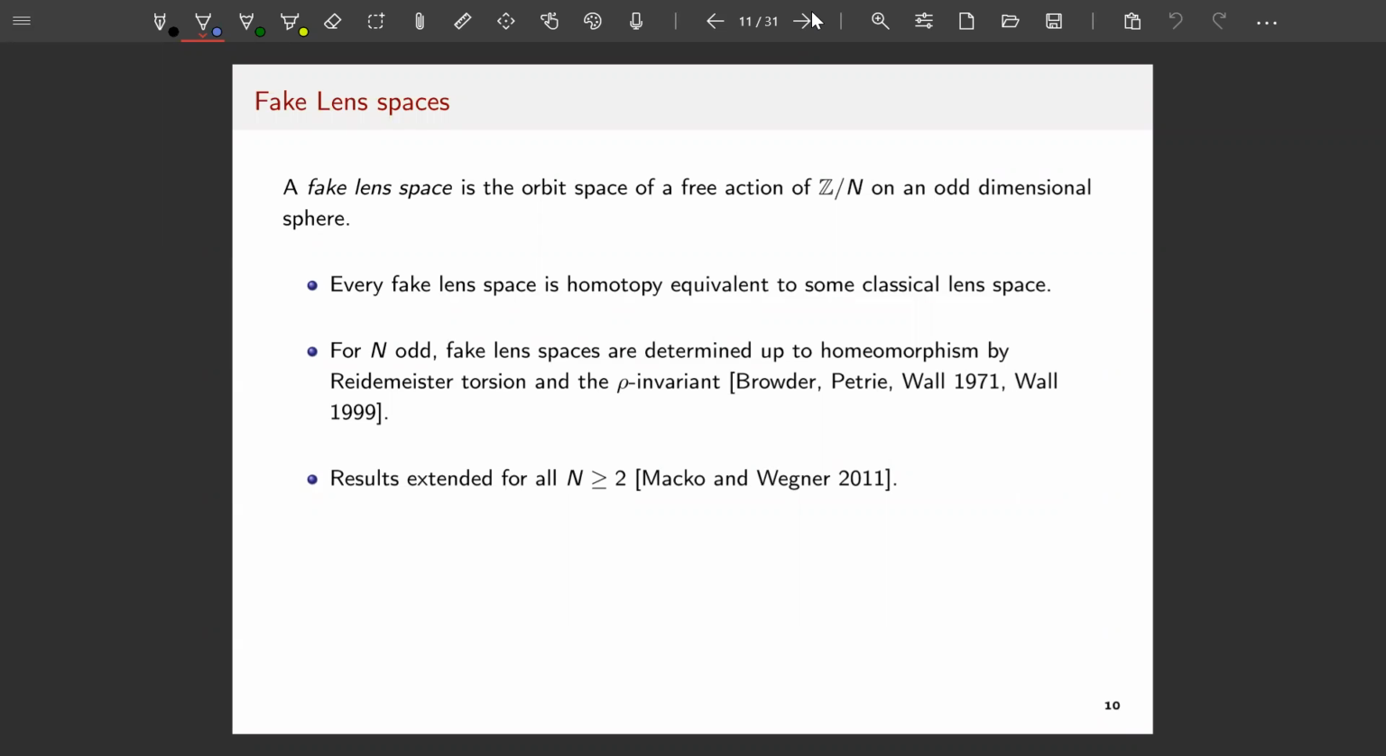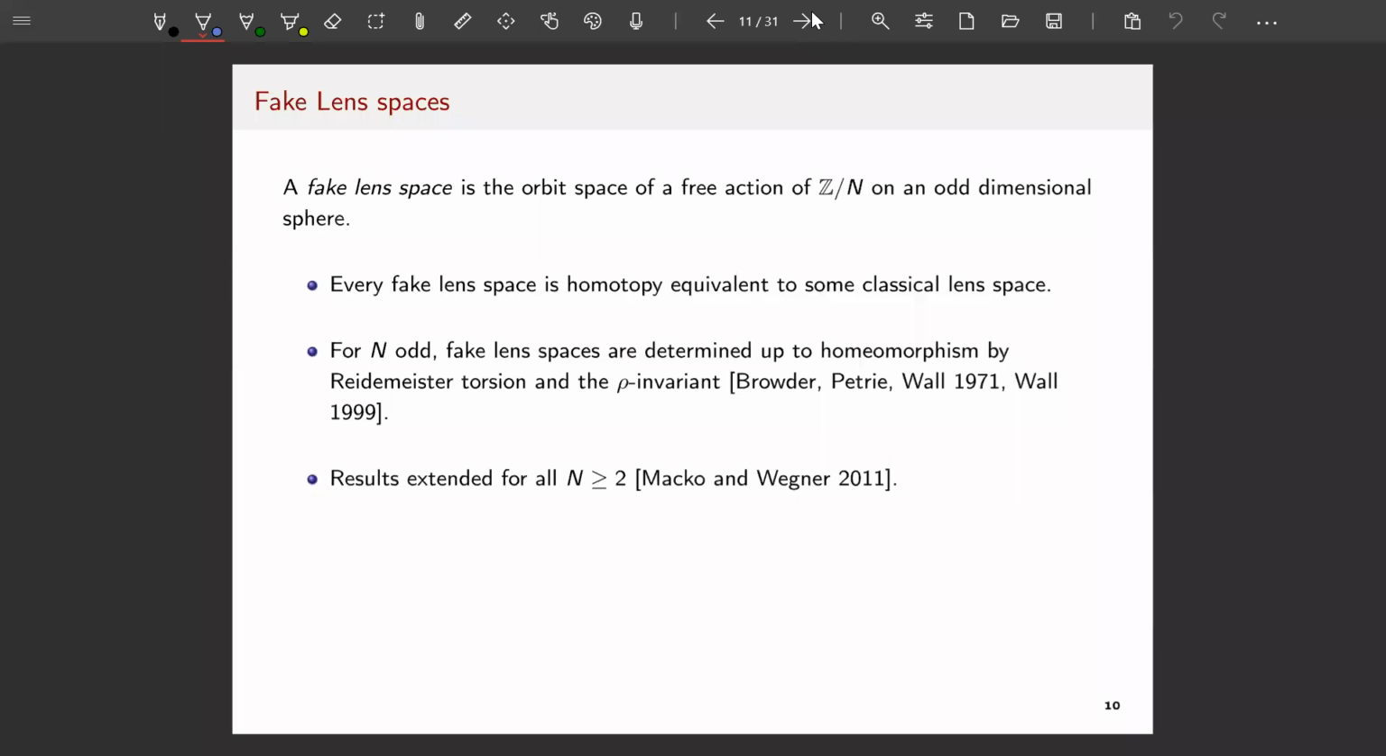And so if n is odd, then fake lens spaces are determined up to homeomorphism by the Reidemeister torsion and the rho invariant. So the Reidemeister torsion is directly related to Whitehead torsion and the simple homotopy equivalence story. And the rho invariant is an odd dimensional invariant that's related to things like equivariant signature. So you see it in the surgery theory story.